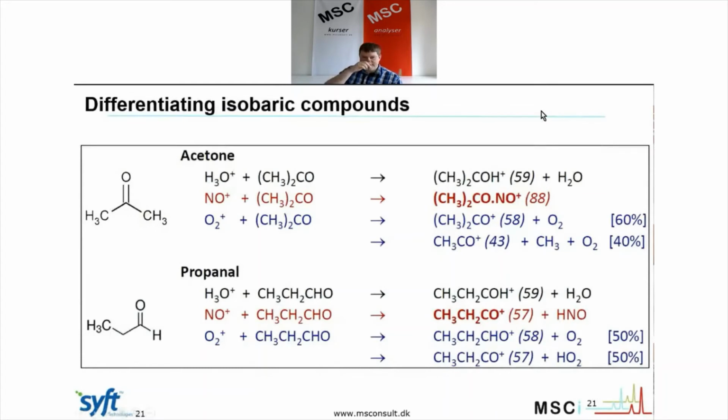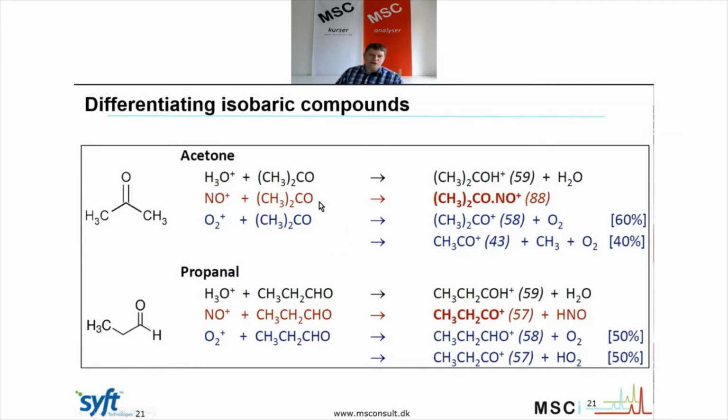And here we have another example of how this works. We have acetone and propanol that have a mass over charge of 58. If you react them with H3O+, you will find both at 59. So that's no good. But if we react them with NO+ instead, then you can see we find the acetone as an adduct, which is at 88, while we get hydride abstraction from propanol, and then we find it at 57.